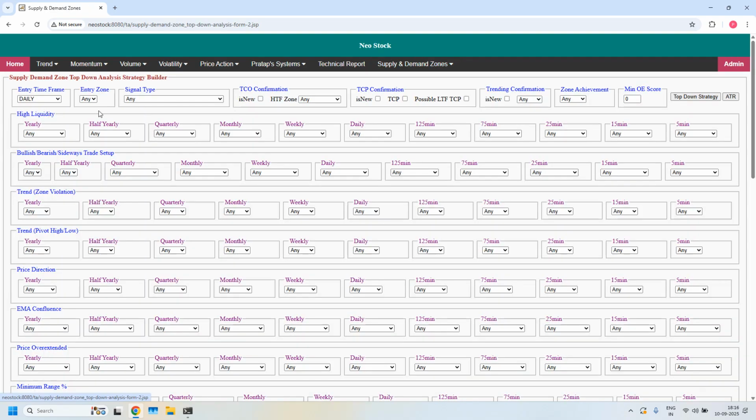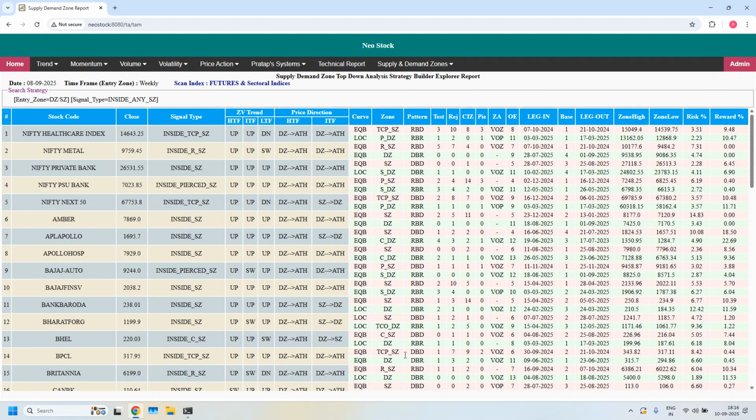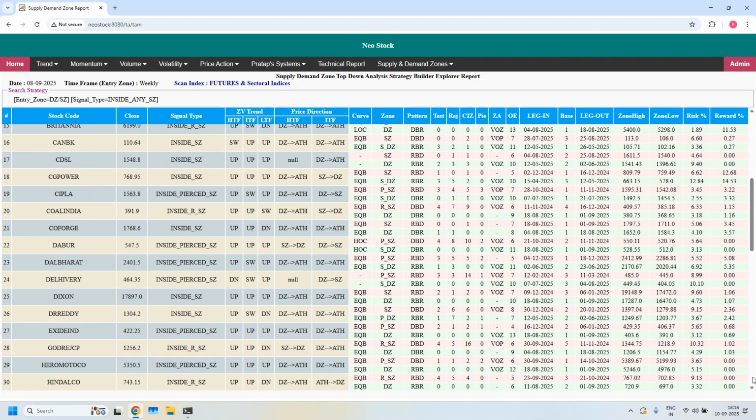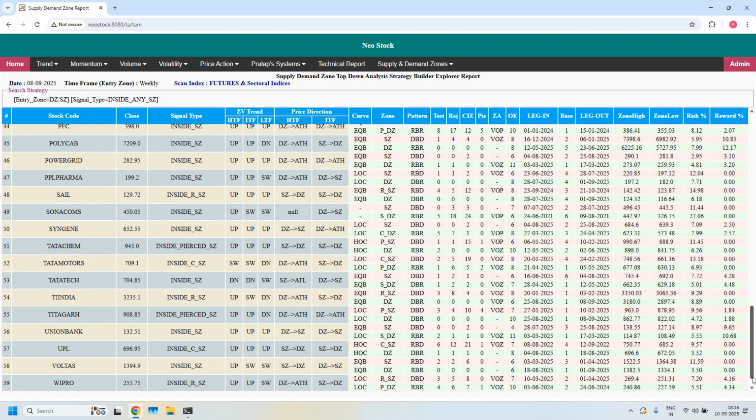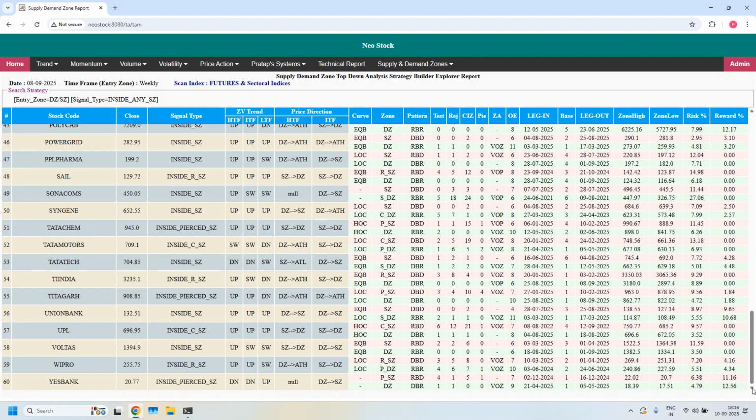Okay, next, price closed inside the weekly supply zone. First 15 stocks in the list. Scrolling the list down. So total 60 stocks are filtered.